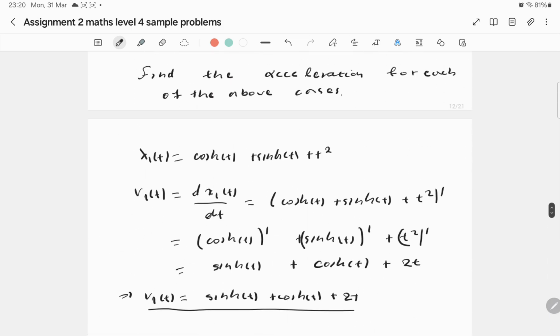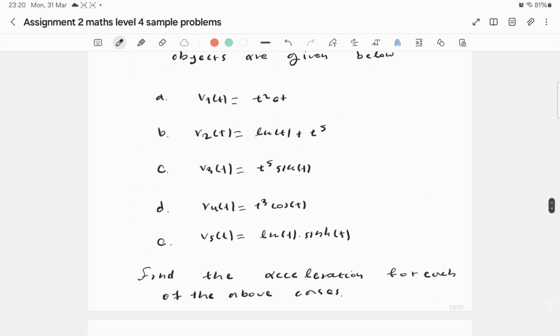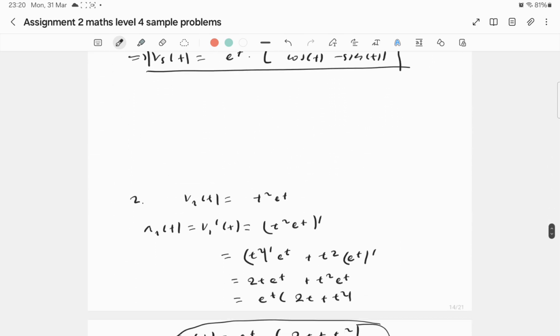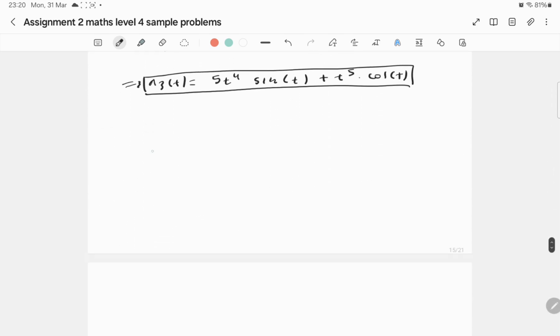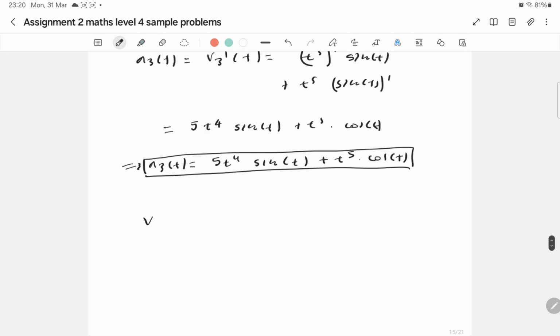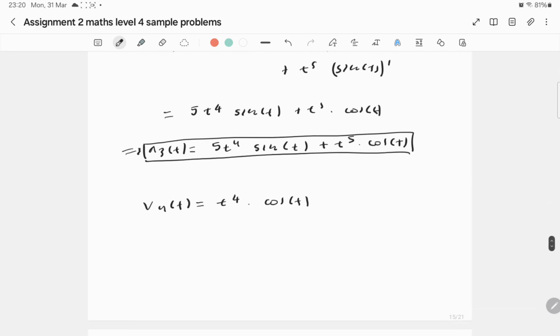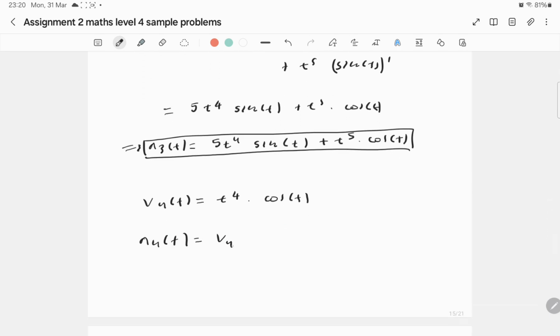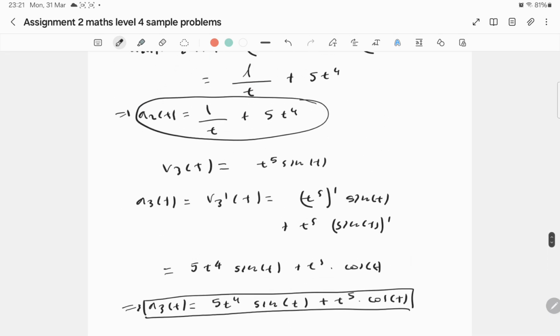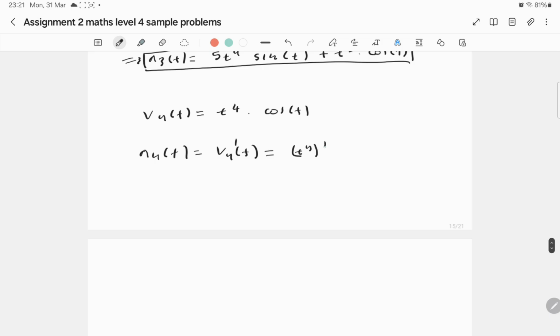Two more cases to go. v4 is t to the power of 4 cos t. So my acceleration is the derivative of the velocity. So it's the derivative of t to the power of 4 times cos t plus t to the power of 4 times the derivative of cos t: 4t cubed cos t minus t to the power of 4 sine t. The derivative of cos is minus sine.